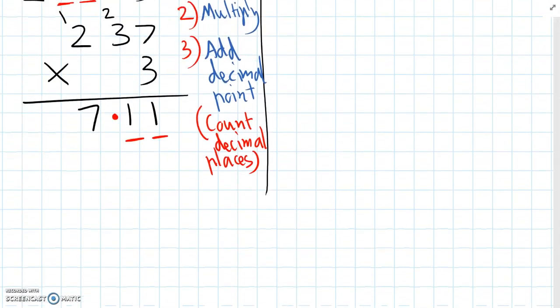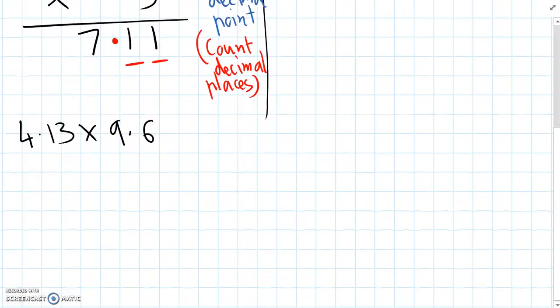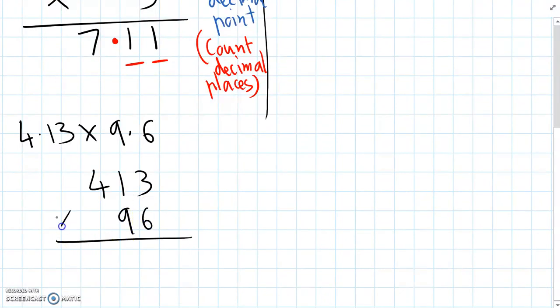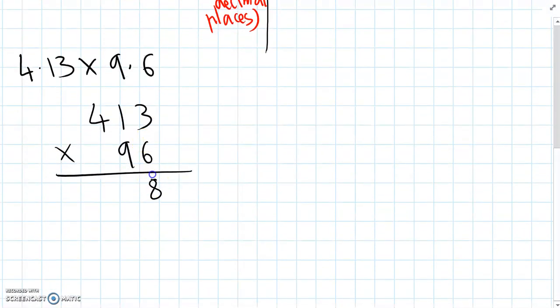Let's practice another multiplication. 4.13 times 9.6. So we set up our multiplication, but we take out the decimal points, and then we do it like normal. 6 3s are 18, carry the 1. 6 1s are 6, plus 1 is 7. 6 4s are 24. Then 9 10s, we need to add a 0 to increase the place value.